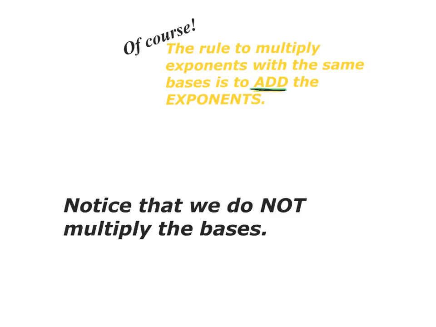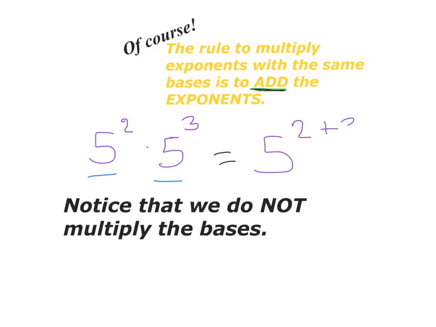So let's say we have an exponent multiplication problem that looks like this: 5 to the second power times 5 to the third power. Well, first of all, we can see that we have two bases that are the same. Both bases are 5. So we don't multiply these bases, we just keep the base the same and we add the two exponents. So we get 5 to the 2 plus 3 power, which simplifies to 5 to the fifth power.